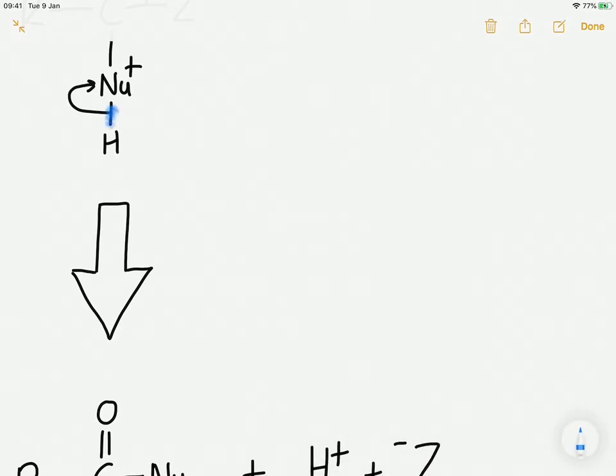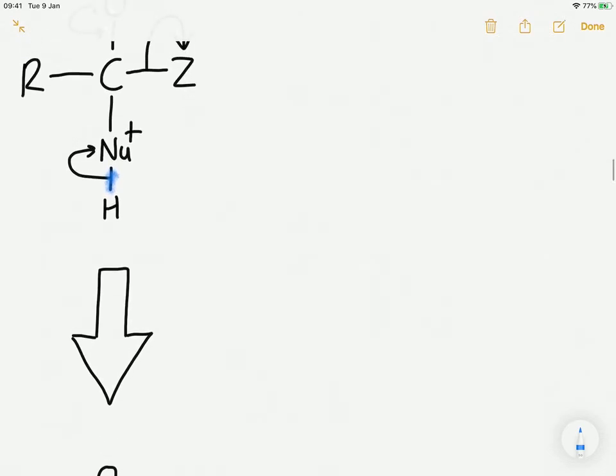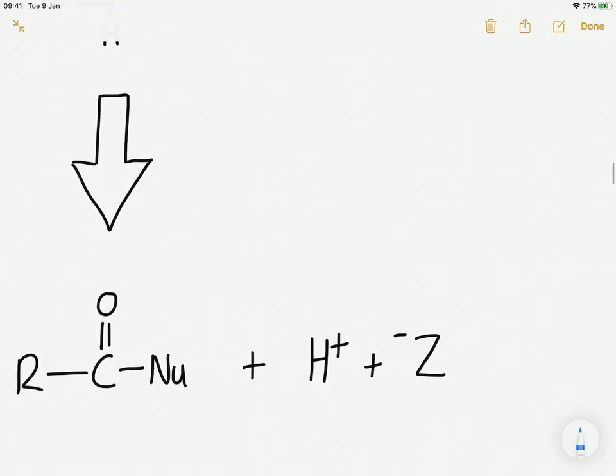Right, this has happened because the electron density, the pair of electrons that's holding the nucleophile and that hydrogen together, has moved onto the nucleophile. That leaves the hydrogen with nothing, right? So the hydrogen has a positive charge. Okay, so you can kind of imagine you're tracing your electron density, your pair of electrons, onto the nucleophile. Z has a negative charge.